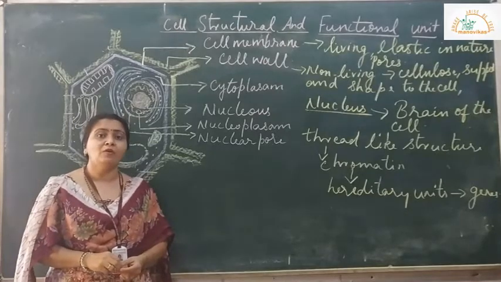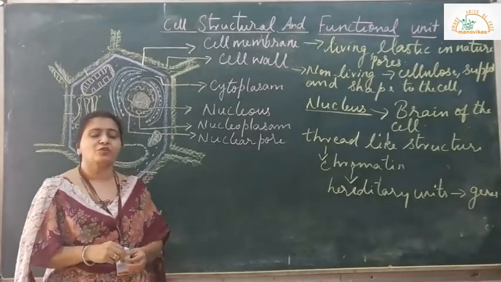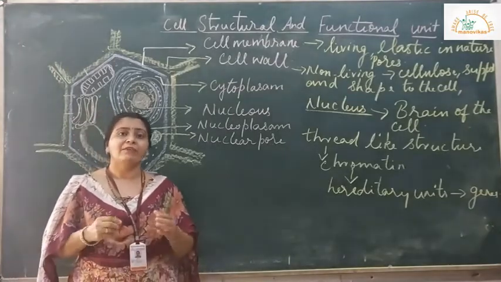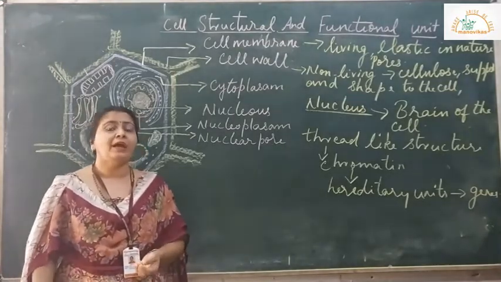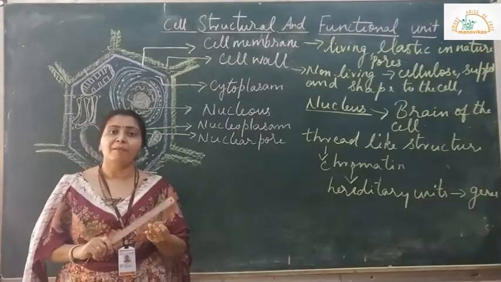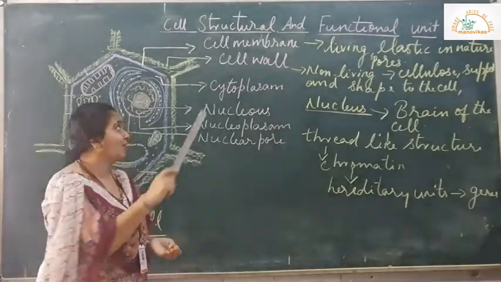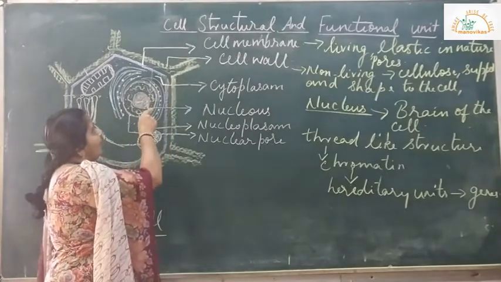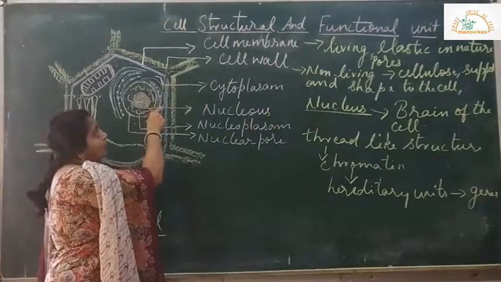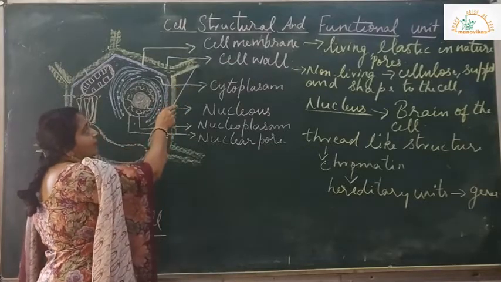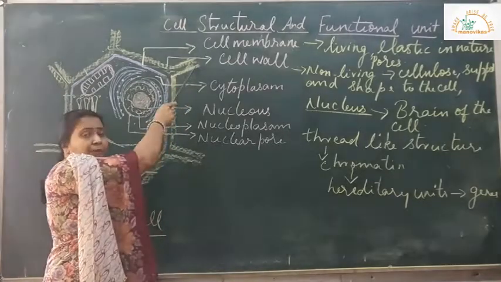So this is about the cell, the structural and functional unit of life. We have already learned today about the cell wall, cell membrane and the nucleus. I hope it's very clear. This is the cell membrane, this is the cell wall. Cell membrane is selectively permeable and cell wall is freely permeable.